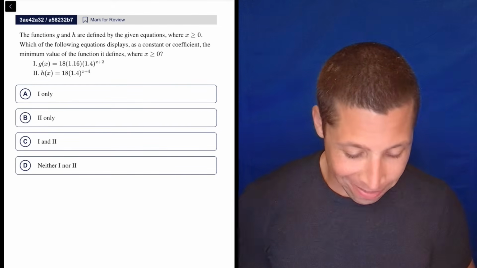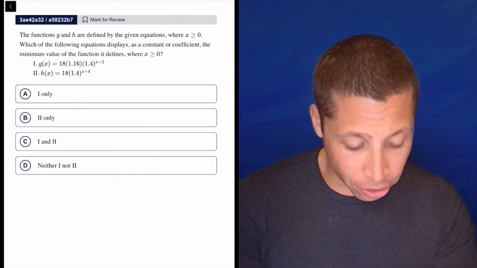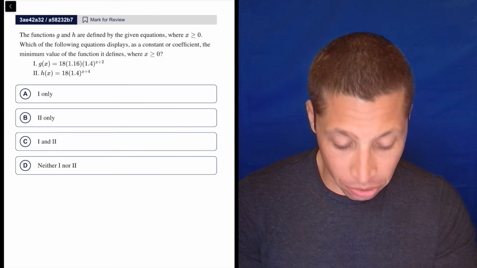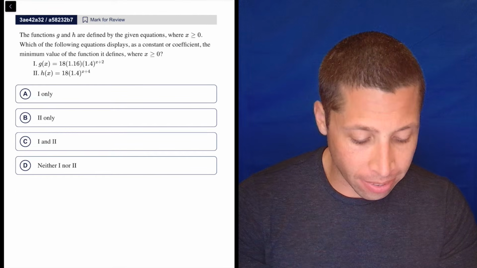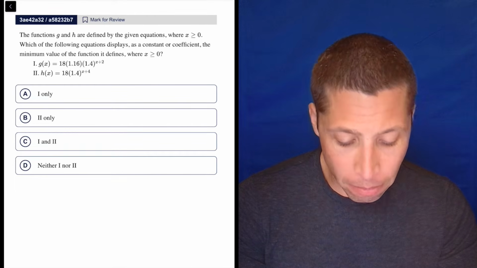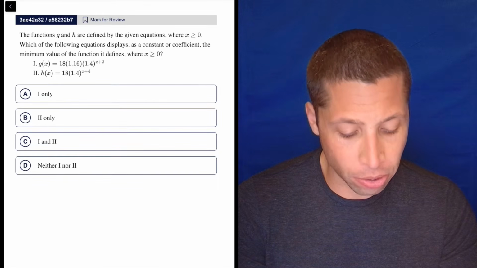Let's start by reading the question. The functions g and h are defined by the given equations where x is greater than or equal to 0. Which of the following equations displays as a constant or coefficient the minimum value of the function it defines, where x is greater than or equal to 0?